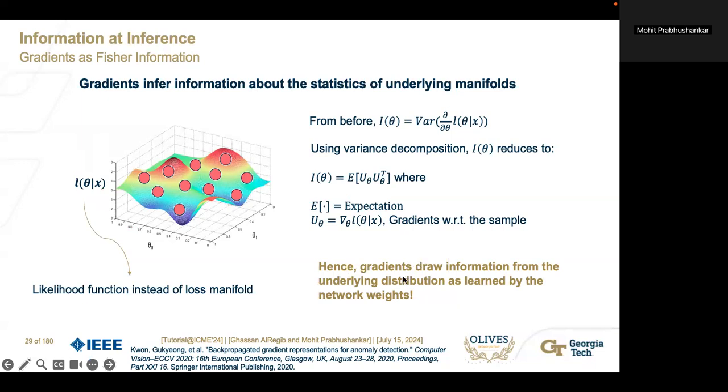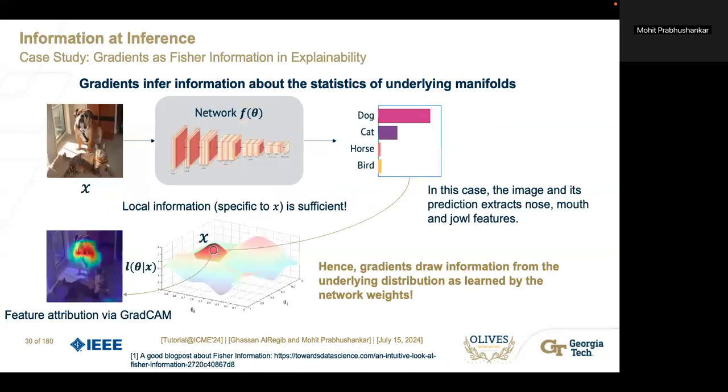So gradients draw information from the underlying distribution as learned by network weights. The knowledge is already present within the network. Our goal is to extract it. And what we are saying here is that gradients are a good measure of the knowledge that exists within a neural network. So this is where we start off with this kind of explainability. What you'll be seeing in explainability is visualizations like this.